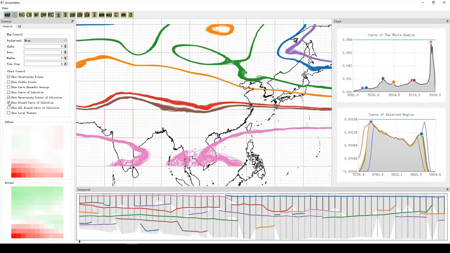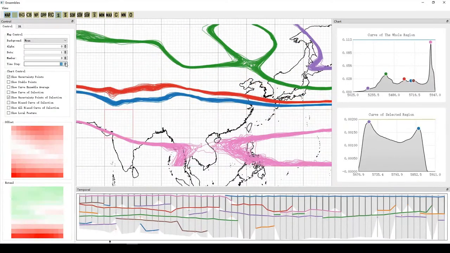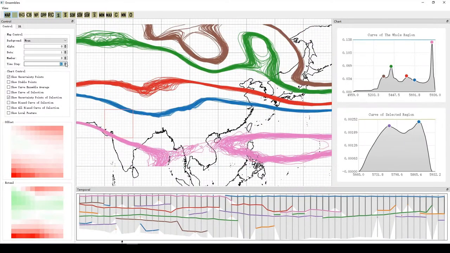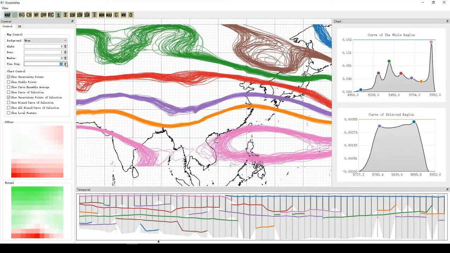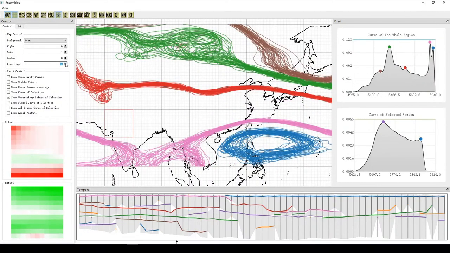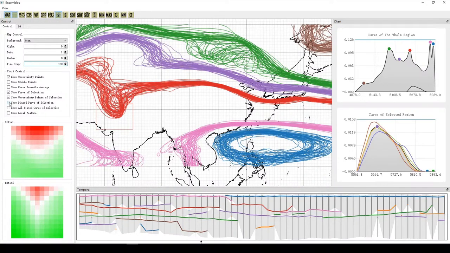We propose an interactive ensemble analysis framework that provides flexible interactive exploration of the ensemble data. Time series characteristics of data can be obtained by fast browsing time steps. The region stability heat map view shows the stability of the selected region and provides region adjustment by directly clicking.